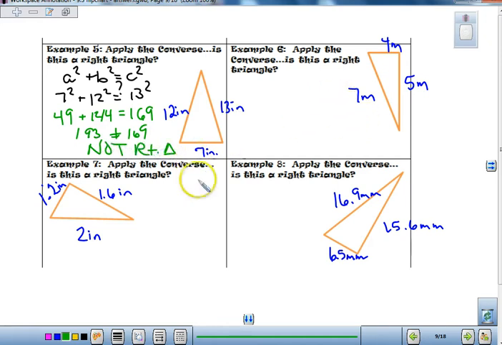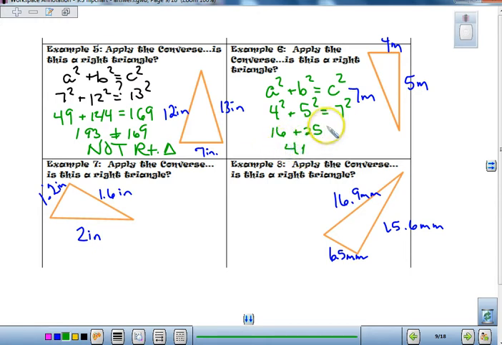I want you to use the same thing as we are looking at example 6, 7, and 8. Is it a right triangle? We're going to do 6 together, again, and you will do the last 2. So it's a squared plus b squared equaling c squared. As we do that, we're looking at is 4 squared plus the next shortest side is 5 squared equaling 7 squared. Is 16 plus 25, which when we add those together gives us 41, not equal to 7 squared, which is 49. So what is our answer? Not a right triangle.